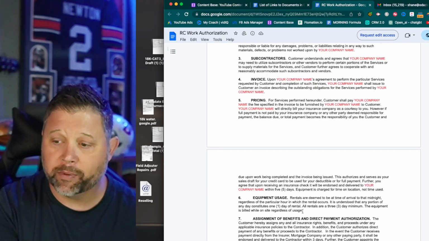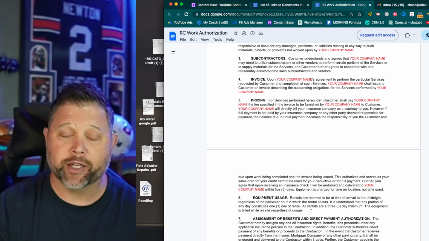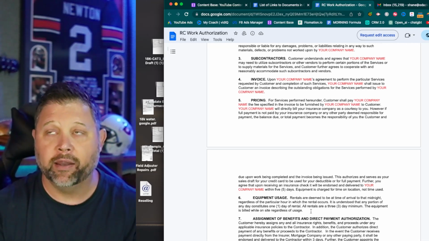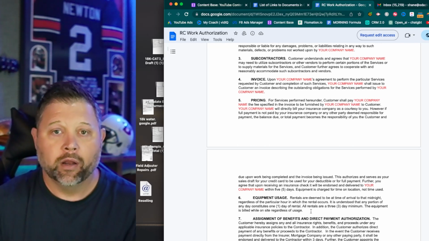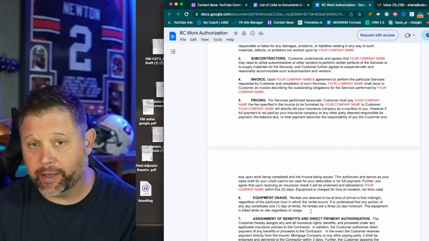Another cool one is the equipment usage. So sometimes you'll have a situation where they'll be like, hey, well, I don't want to pay for 4 days or 3 days. I want to pay for 2.5 or 3.5 or whatever.